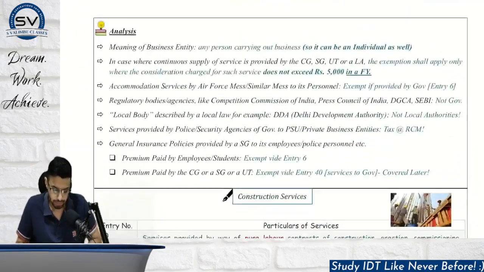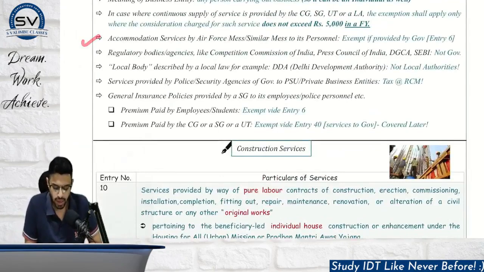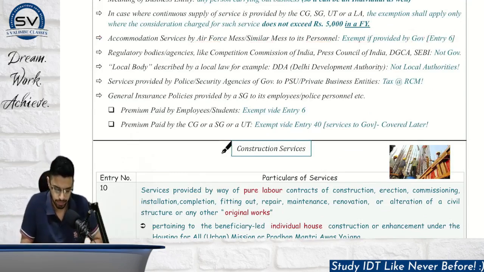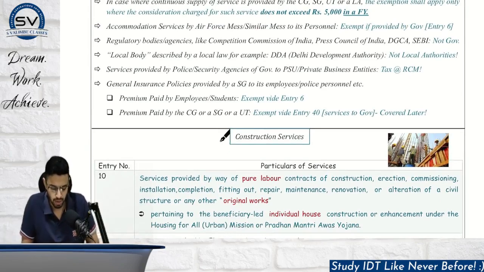Okay. Next, accommodation services by Air Force mess, similar mess to its personnel is exempt if provided by the government, and this is generally provided by the government only, so that stands exempt because that is a service by government.